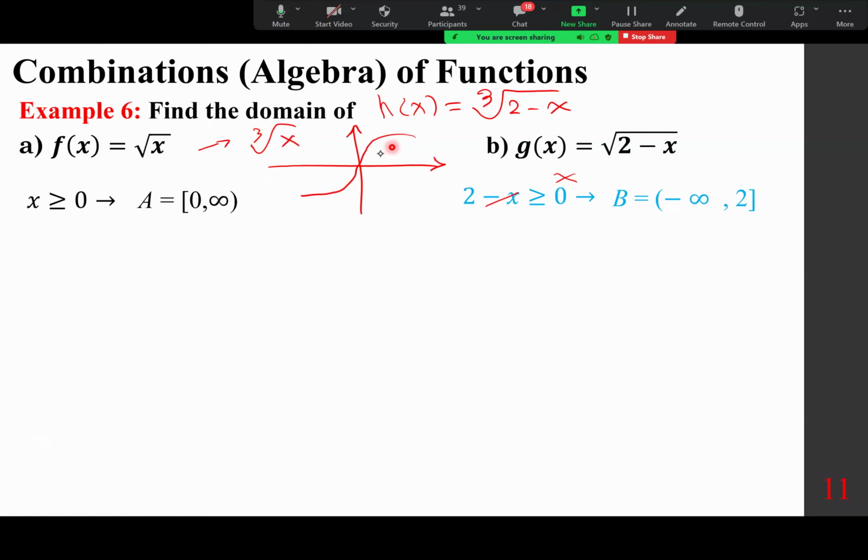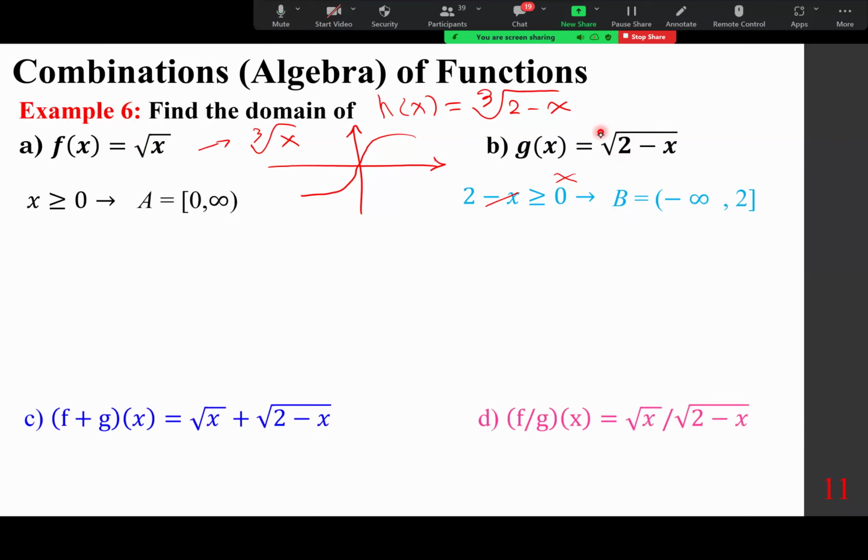When it's even, then we have a restriction. Now, I just want to remind you, we are dealing with an even index. The index is missing because it's the square root, the same thing here. But if, for example, it's a fourth root, you have to have the number 4 here, right?